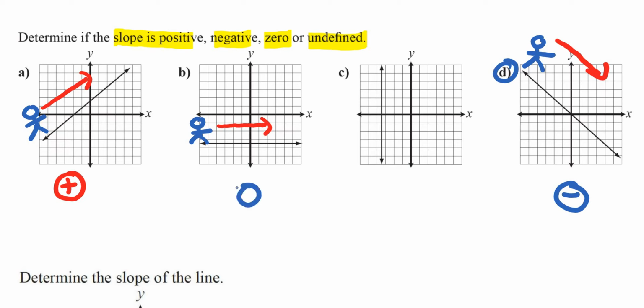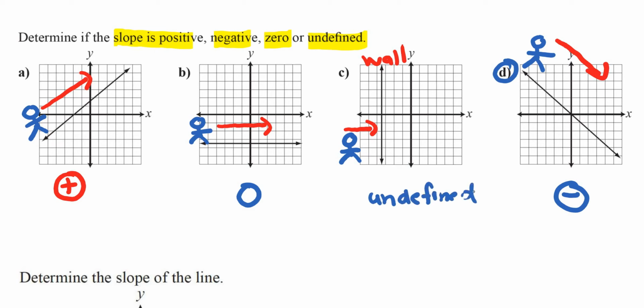And finally, for question 3C, if I put my person on the far left, that's the key, always put the person on the far left and figure out what direction the person is going. Well, this person walks and then hits a wall right here, right? So I can't walk any further, so this is my undefined slope.